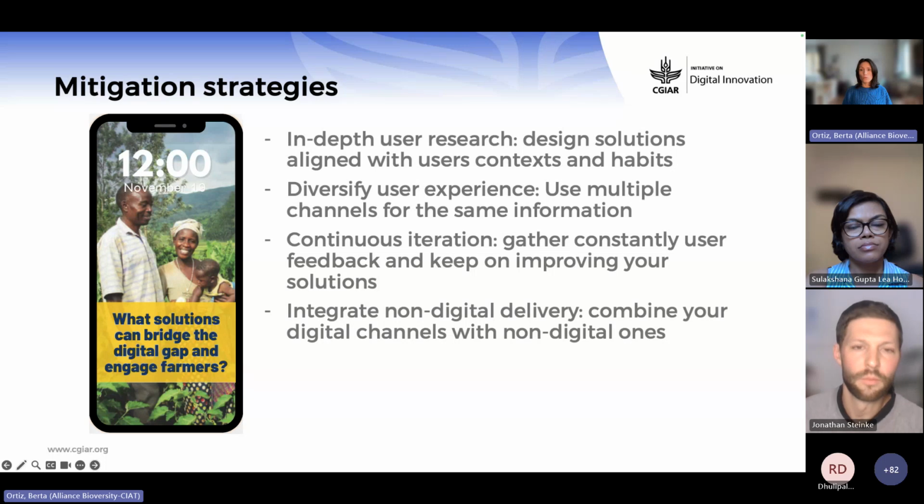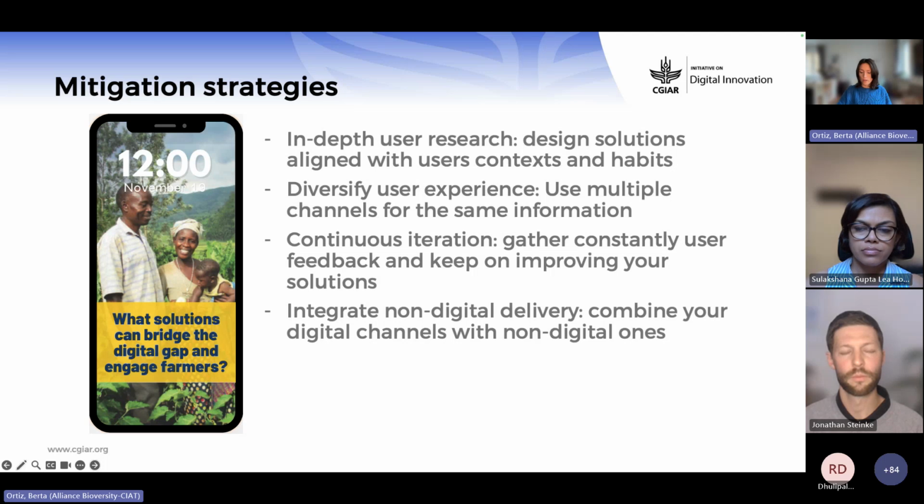Also, it's important to continuously iterate the service. So it's important to gather frequent user feedback and to make improvements over time. And the last point is also to integrate non-digital last mile delivery. So while we are focusing on digital services, it's essential to recognize where digital solutions may not be practical. Some people may not prefer mobile phones for important information, and they may need someone they trust to share the information with them.